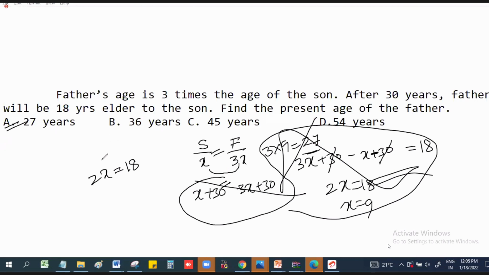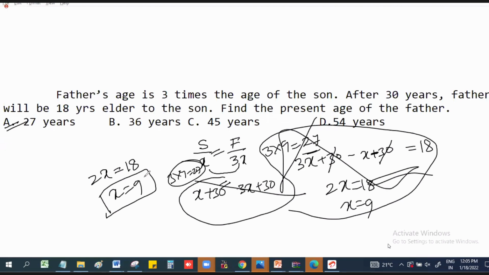Are you getting my point? Then 2x is 18, then x is equals to what, nana? 9. When x is 9, you want father age, which is 3 into 9. 9 3s are 27. 27 is going to be the correct answer. Am I clear?